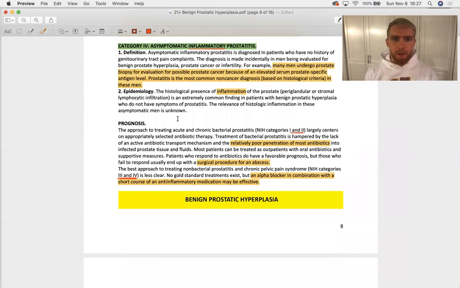Finally, asymptomatic inflammatory prostatitis. This is an incidental diagnosis done on biopsy whenever a guy's got a PSA of like 8 and he's asymptomatic, but you're going to biopsy it anyway because the PSA is so high. And then it comes back and you see some inflammation in the prostate. And so this is just like category 3, but the guy doesn't have any symptoms.